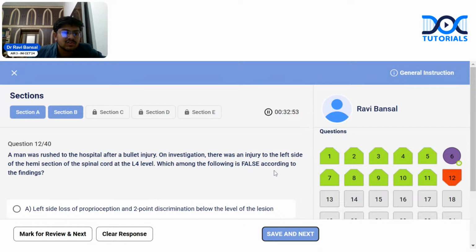Which among the following is false according to the findings? Okay, so a man was rushed to the hospital after a bullet injury. On investigation, there was injury to the left side hemisection of the spinal cord at L4 level. So this is Brown-Sequard syndrome. So they have asked for the false option among the four. So they have given a hemisection of the spinal cord on the left side. So you know when there is a hemisection of the spinal cord on the left side, motor loss is on the left side, posterior column findings will be on the left side. Spinothalamic fibers cross in the spinal cord. So those findings will be seen on the right side.